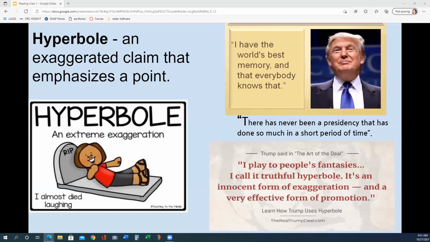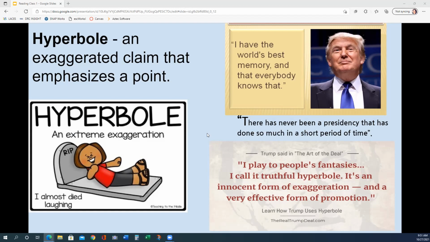Okay, next we're going to talk about hyperboles. This is kind of a funny word to me, but a hyperbole is an exaggerated claim that emphasizes a point. For example, if I say, I almost died laughing, that is an extreme exaggeration. I'm probably not actually going to die from laughing. It just means that I was laughing very hard or very hysterically. We use stuff like this all the time. That is a hyperbole, an extreme exaggeration.